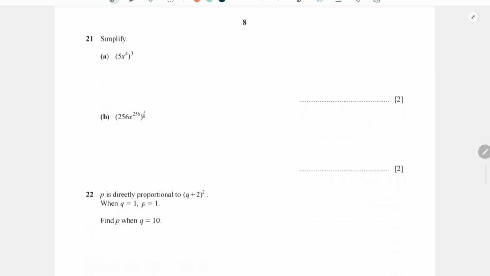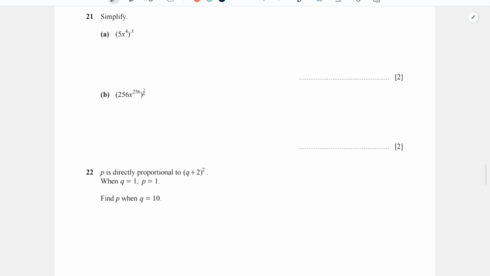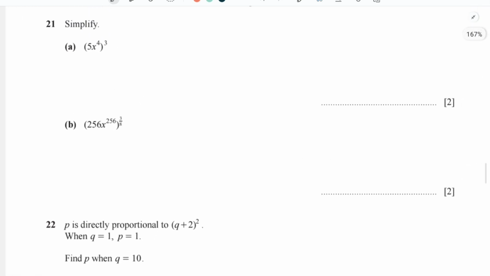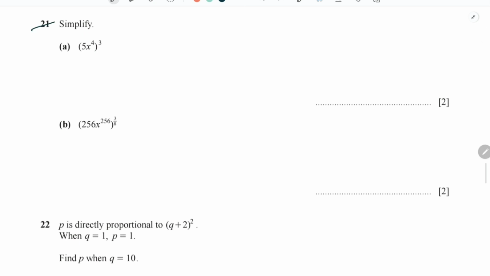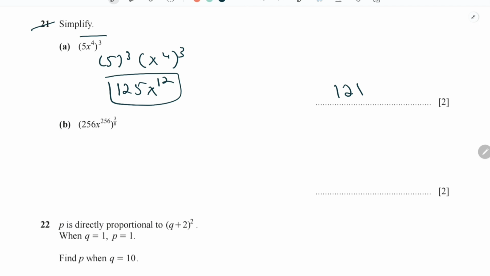Now we move to question number 21. In question number 21, first we simplify. We split the exponent: 5 exponent 3 and exponent 4 gives 5 to the power 3 times 4. 3 times 4 is 12, so this is the answer, 5 exponent 12.